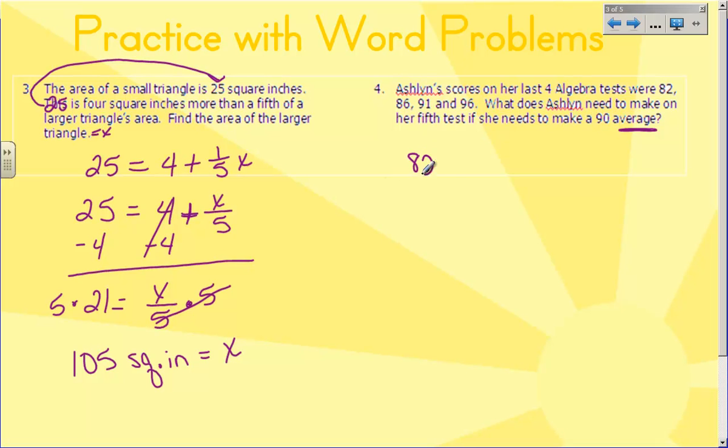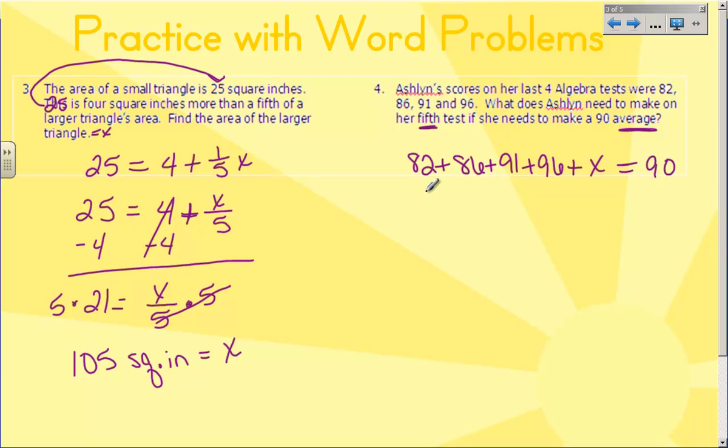We know that she has an 82, an 86, a 91, and a 96. We know that she wants to have an average that is a 90, but that's with 5 tests. I only have 4 tests listed, so I have to include the 5th test. We're going to call that x.